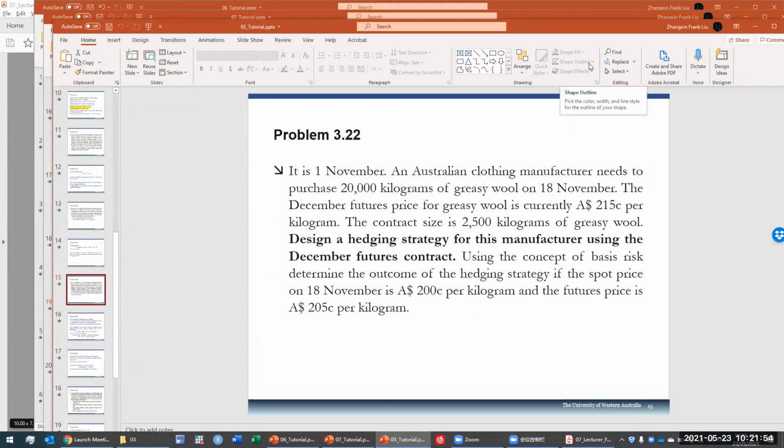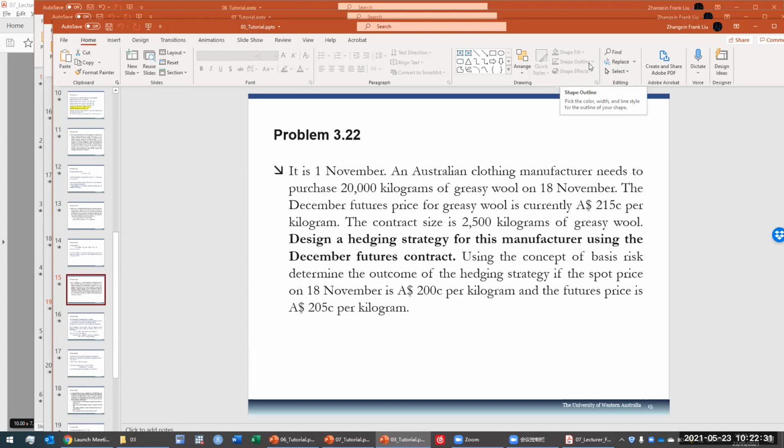Someone needs to purchase 20,000 kilograms of Gracie wool on 18th of November, and the December futures price for Gracie wool is currently 215 cents per kilogram. Design a hedging strategy for this manufacturer using the December futures contracts. Using the concept of basis risk, determine the outcome of the hedging strategy if the spot price on 18th of November is 200 cents. Yeah, that one is wrong, right? I guess it's 200 cents in Australian dollars per kilogram, and the futures price is that.